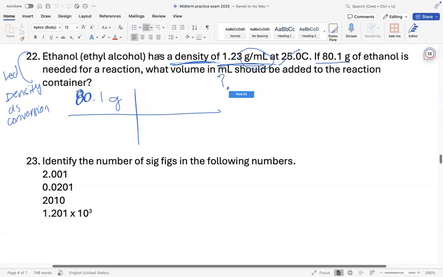All right. So now we're going to use this as our conversion factor. I'm going to put grams on bottom because I want my grams to cancel and I want mils on top. This number is always married to the gram, so it's going to go on bottom since I put grams on bottom, leaving 1 mil on top. Then it's a matter of dividing. So 80.1 divided by 1.23 gives 65.12 mils.